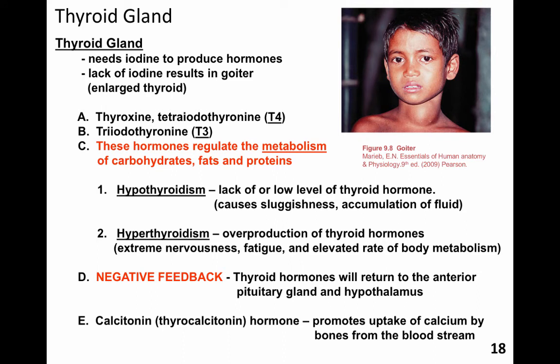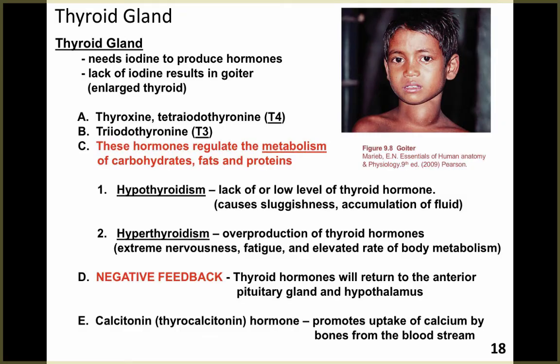Thyroid gland. You need a small amount of iodine to produce the hormone. It used to be a big problem, and still is in some third world countries. A lack of iodine can result in goiters, and these are really large. You can see this child here has a goiter right here, and so this is an enlargement of the thyroid.